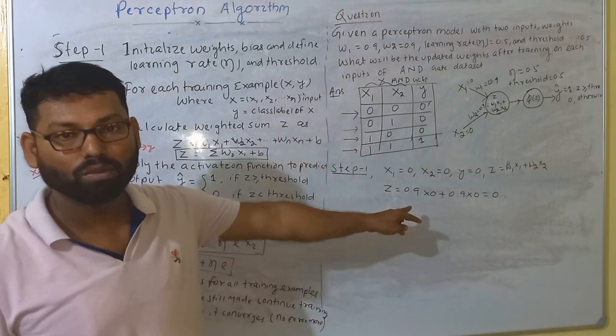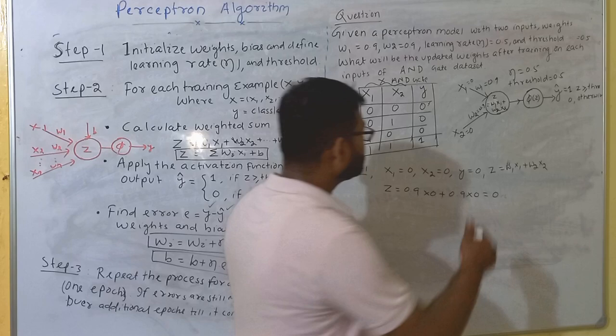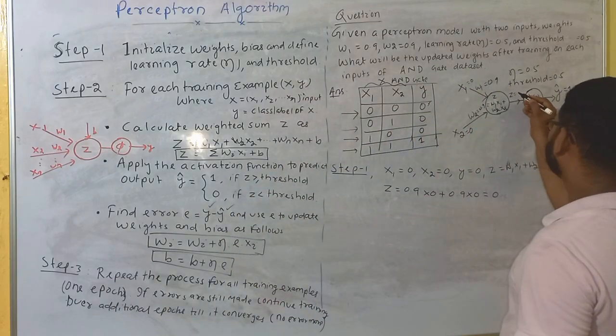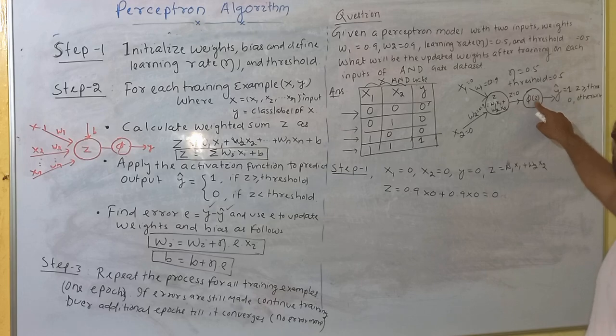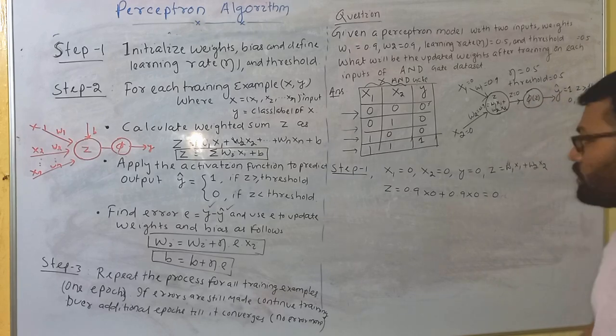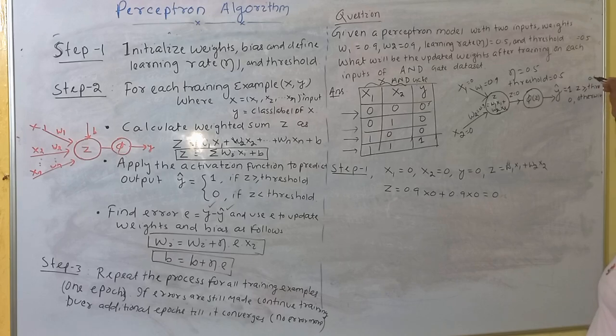Now I am getting z equal to 0. So this z value of 0 will pass to the activation function. The activation function uses this formula: if the z value is greater than the threshold. So what is the threshold? The threshold value is 0.5.